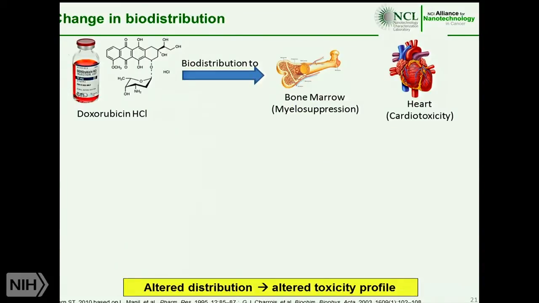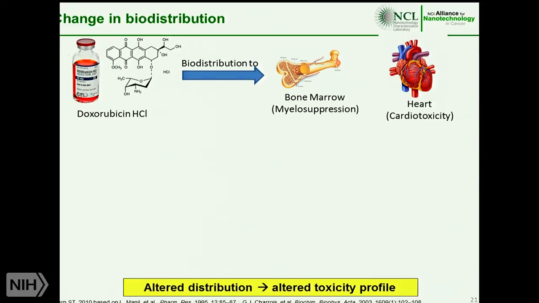Nanoparticles may change the distribution of the drug. Again, I'm using an example of the anti-cancer drug doxorubicin. You know that this drug accumulates in bone marrow, and this is responsible for myelosuppression as a side effect, and also it distributes to the heart, and as a result, doxorubicin's common toxicity is cardiac toxicity.